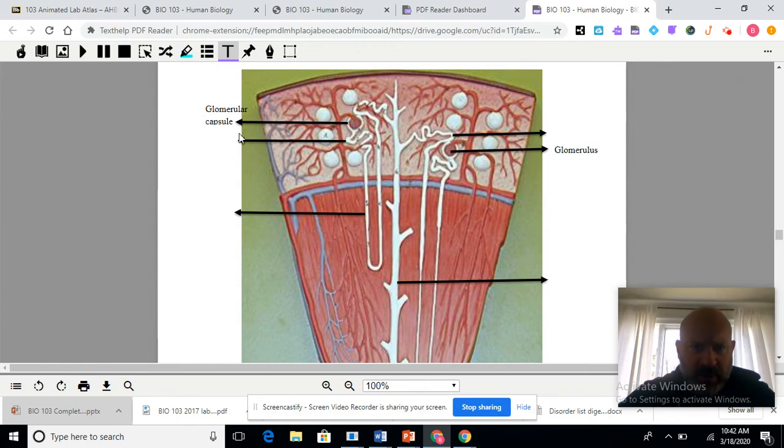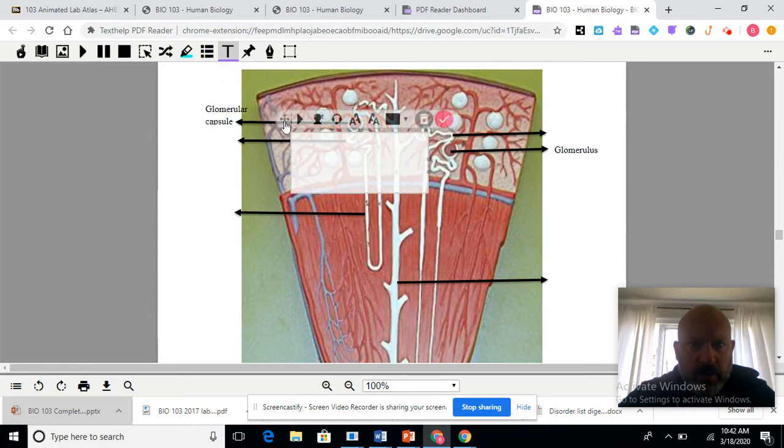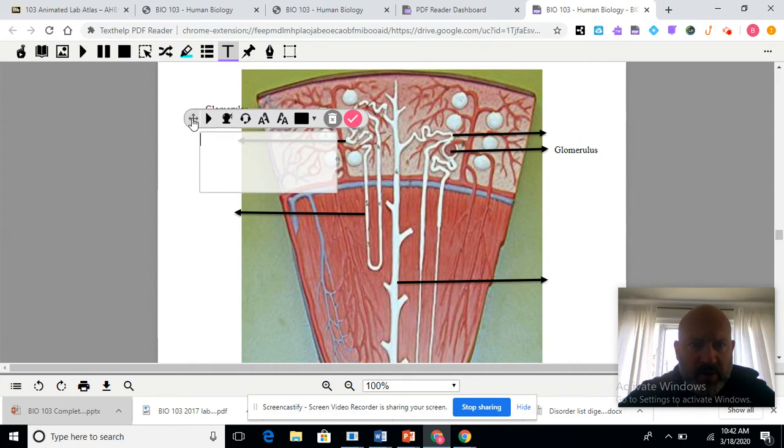So let's go ahead and label this. I'm going to abbreviate proximal convoluted tubules. I'm just going to say PCT. And of course, this isn't going to allow me to do that. Come on. Let me go back over here. Yeah, let's go PCT here.